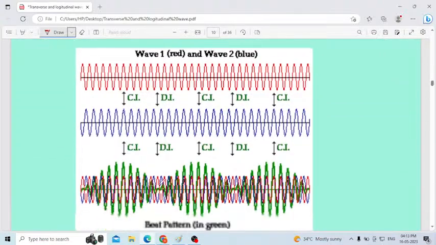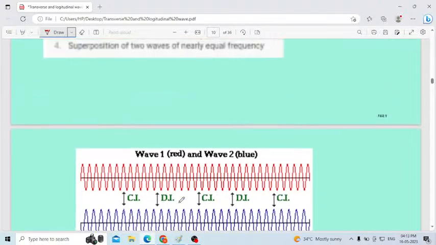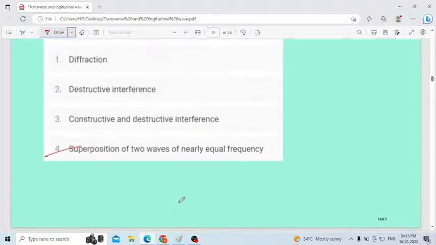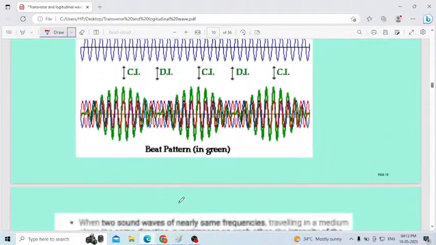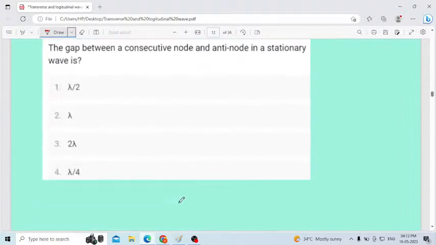You can see I included the figure here. Here two waves of almost equal frequency, when they get superimposed, when they overlap, you will get a beat pattern. Here you can see the green color, that indicates the beat pattern. Yes, we will move to the next question. Therefore the correct answer for this question is superposition of two waves of nearly equal frequencies. I included the explanation also, better read later.